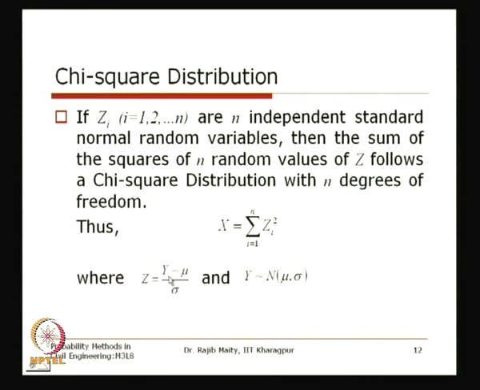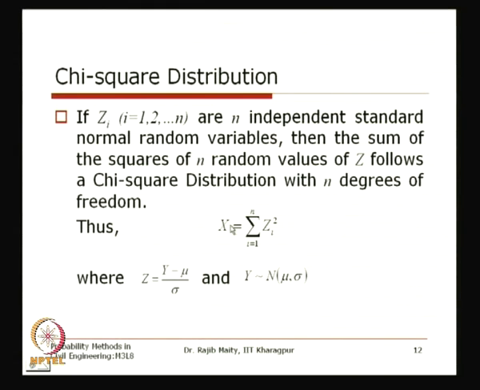If Y follows a normal distribution with parameters mu and sigma, then we can get its reduced variate Z, which equals (Y minus mu) divided by sigma, and we have n such independent random variables. If we square them and add them, then this random variable X, the summation, follows a chi-square distribution.